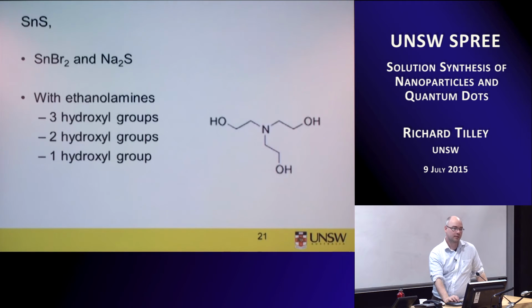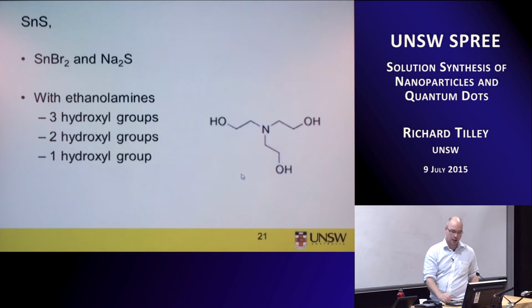Okay, so that's silicon and germanium. I'll just briefly mention some of the work we've been doing on sulfides. We did some work a few years ago on tin sulfide. This was a method using this surfactant here, or surfactants based on this, to make some different tin sulfide dots.